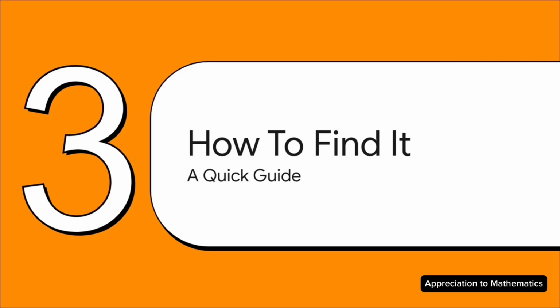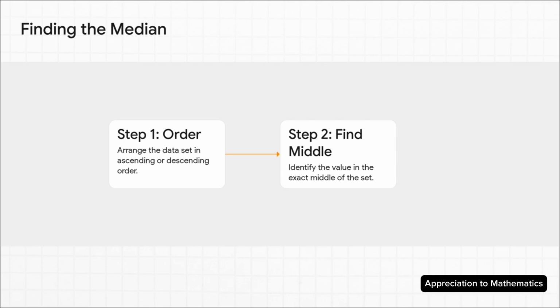Okay, so you're probably wondering, how do I actually find this thing? Well, it's a super simple 2-step guide. Let's break it down. It's really just 2 steps. First, you line them up. Get all your numbers in order, from smallest to biggest. Second, you just find the center. Pick the one that's sitting smack dab in the middle.